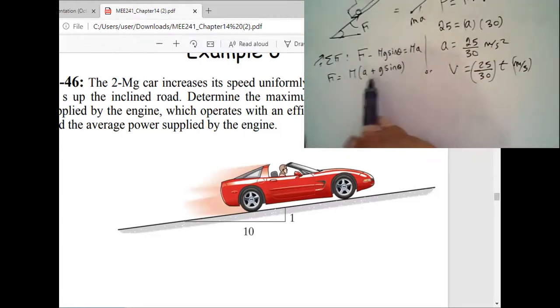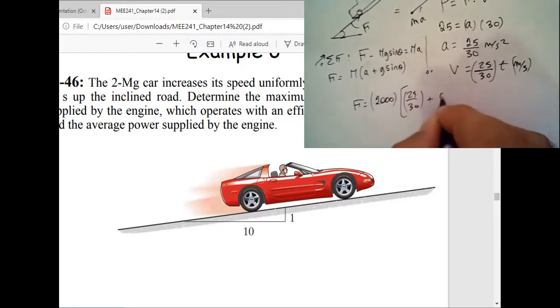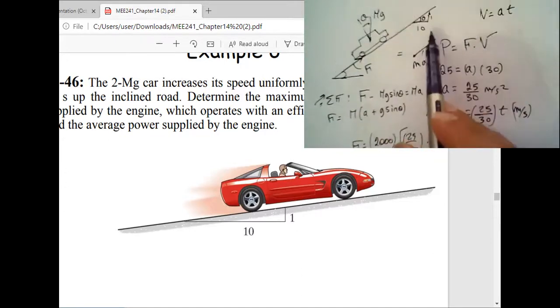Well, we know the force is basically going to be constant, right? So the force is going to be equal to the mass, which is 2000, multiplied by the acceleration, 25 over 30, plus 9.8 sine theta. So theta is how much? So inverse tangent of 1 over 10. So theta is very small here, right? Tangent theta is 1 over 10. So theta is equal to 0.1 radian, or very close to 0.1 radian, right?